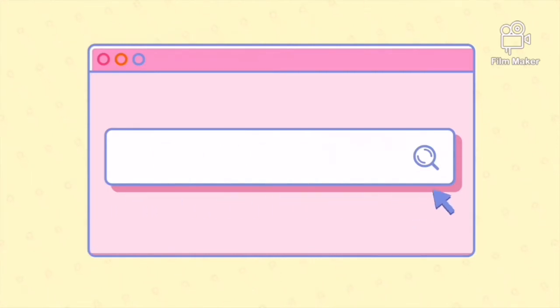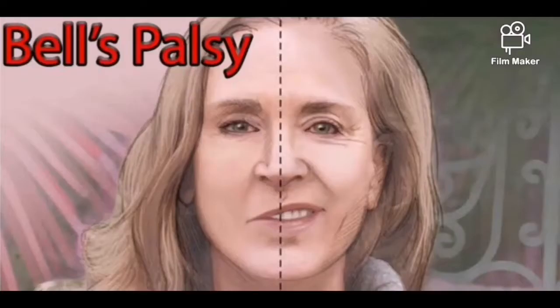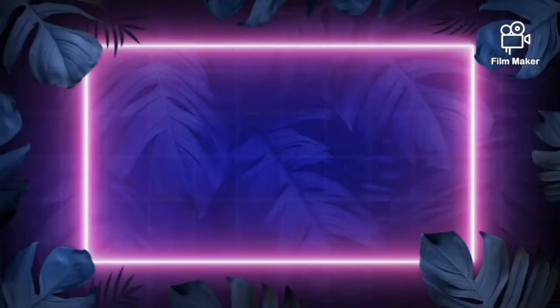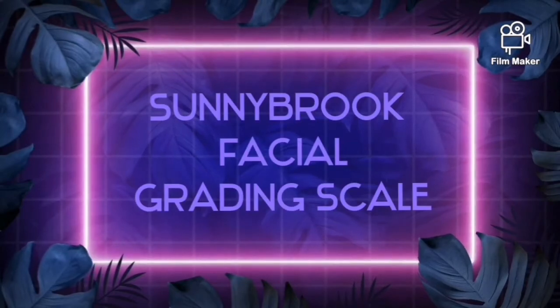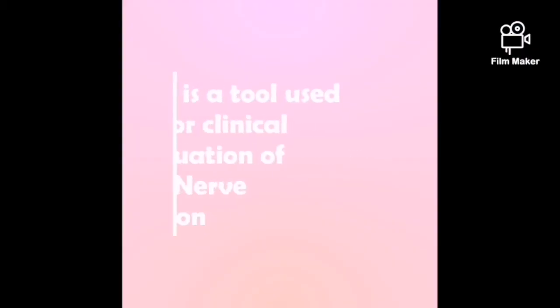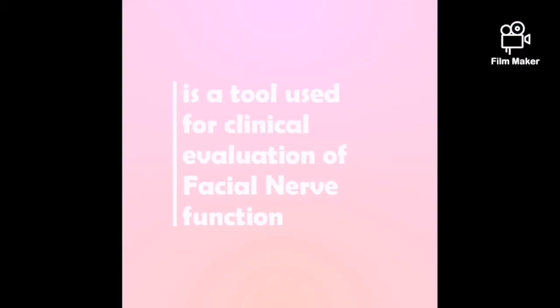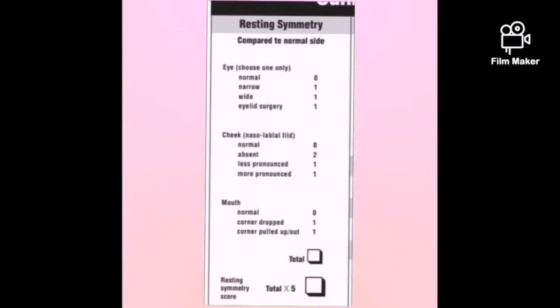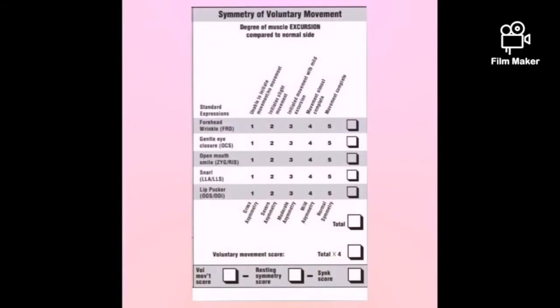Bell's palsy is a condition that causes a temporary weakness or paralysis of the muscles in the face. Sunnybrook Facial Grading Scale is a tool used for clinical evaluation of the facial nerve function. It comprises 3 areas of evaluation: the resting symmetry, symmetry of voluntary movement, where it uses 5 standard expressions: the forehead wrinkles, the eye closure, the open mouth smile, the lip pucker, and the snarl, and lastly, the synkinesis.